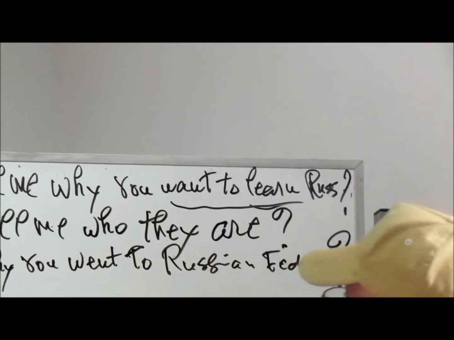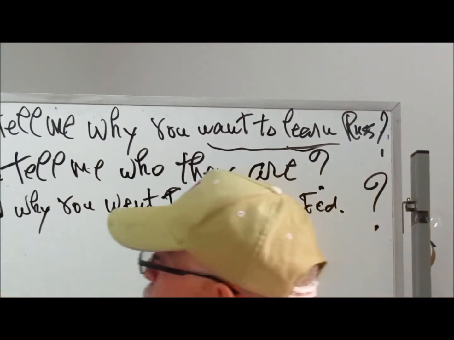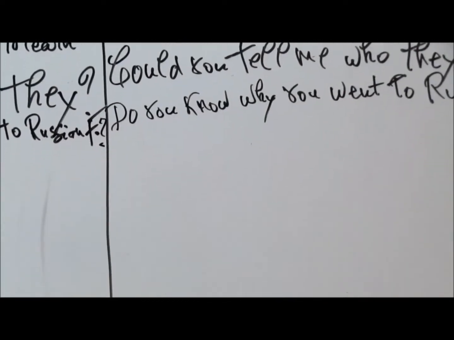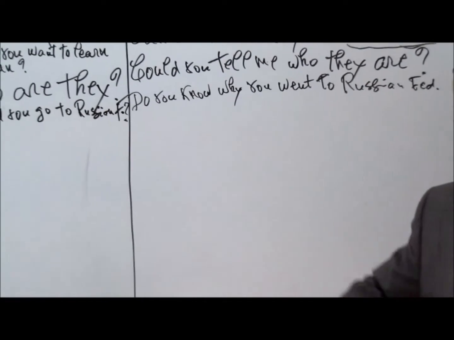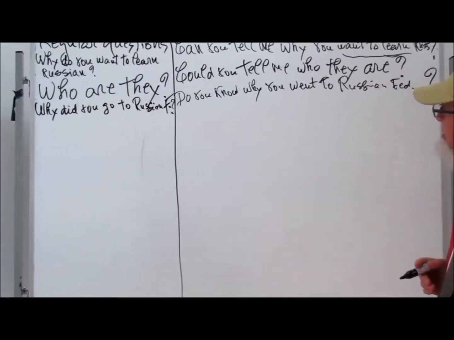So, two questions in one. Do you know? It's a question. You went to Russian Federation. Why did you go? So, embedded questions. In embedded questions, there are more than one question. There are two questions. Do you know why you went to Russian Federation?